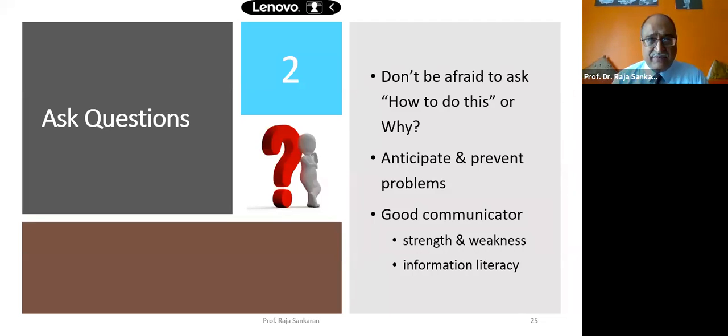Second is the questions. There are various phases, as we looked into, where we might get stuck. So don't be afraid to ask why we are doing this or how we do this. For example, if you want to understand the prerequisites, ask questions about how we do this or why we need to do this. For example, if I tell you to do a multivariate analysis, there are some prerequisites to be met. So ask how I should do it, or why it is required to be done.